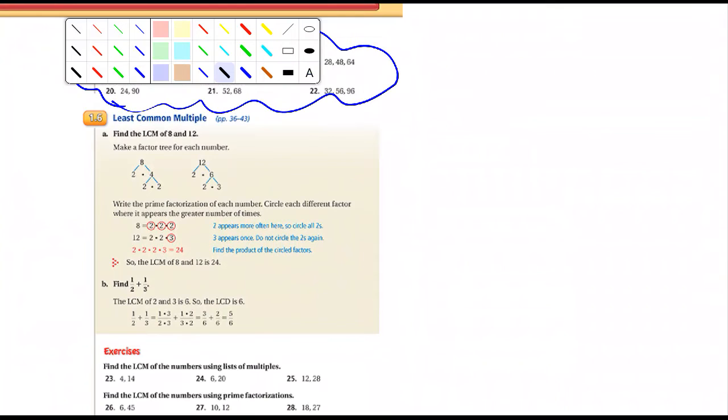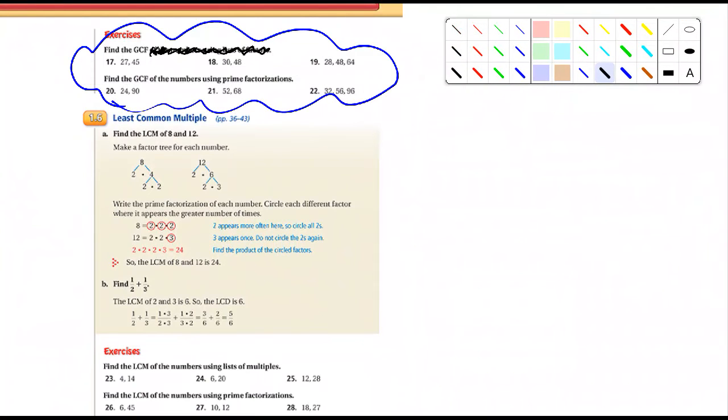Okay? So, and then 20, 21, 22, it says find the greatest common factor of the numbers using prime factorization. Again, I'm not worried about that. Just find the greatest common factor. How you do it is up to you. Whatever is easier for you, as long as you get the correct answer. All right? We'll keep going.